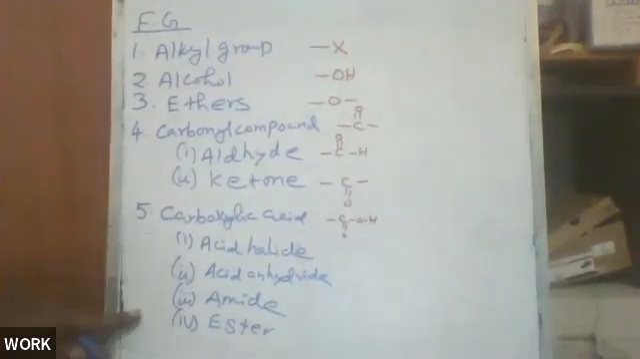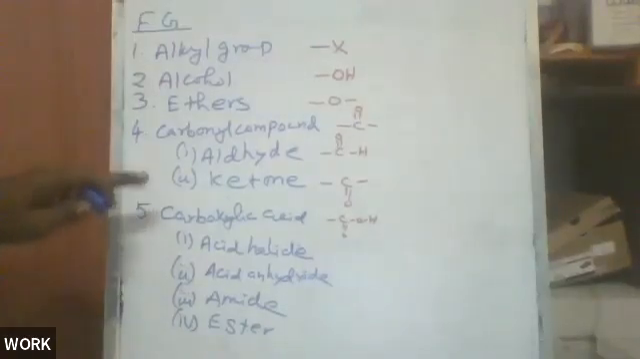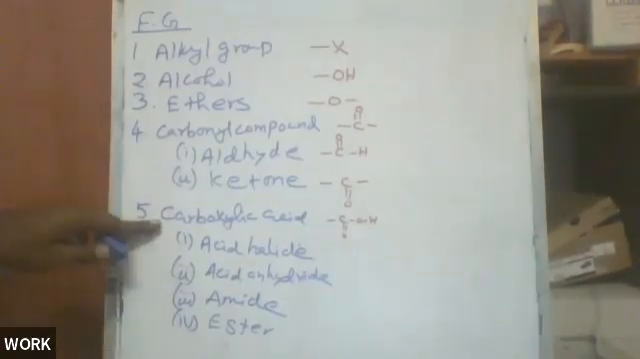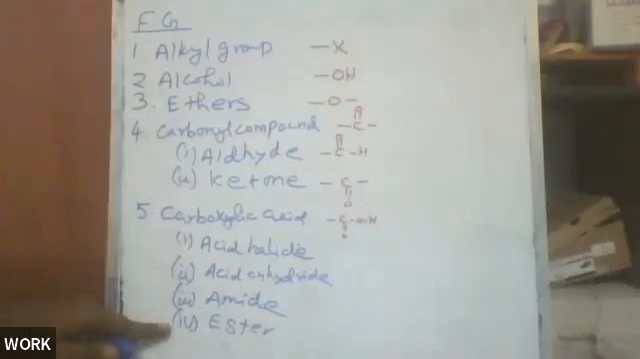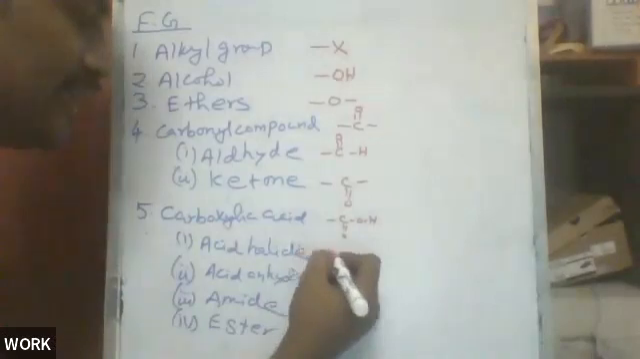Why do we put sub points? In the carboxylic acid, when it reacts with one more thing, it will form an acid anhydride. When two carboxylic acids combine, you get acid anhydride. When a carboxylic acid combines with an amine, you get an amide. Carboxylic acid combined with alcohol gives an ester. So look here, acid halide means it will give COX.